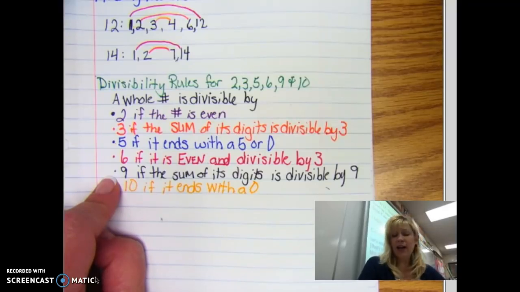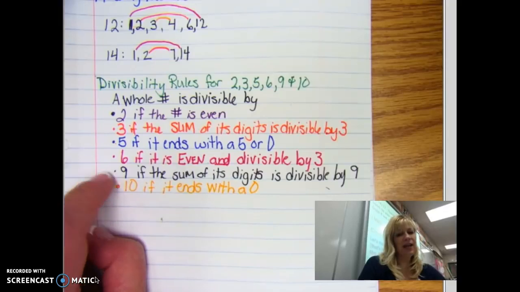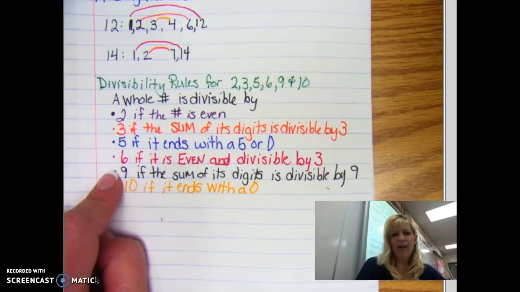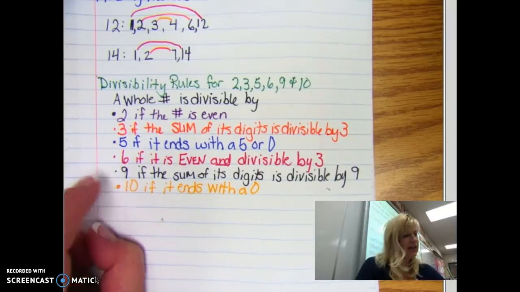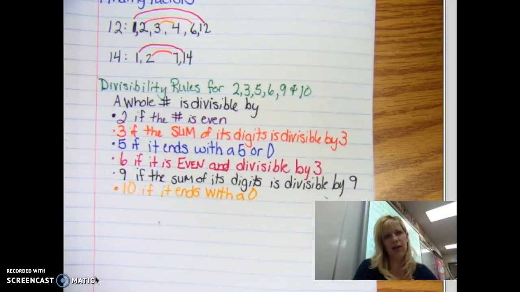Let's do 9 times 7 is 63. 6 plus 3 is 9. So you can see that rule, it isn't quite as obvious, but it's really handy to know. It's easy to tell the tens because if it ends with a 0, it is divisible by 10.